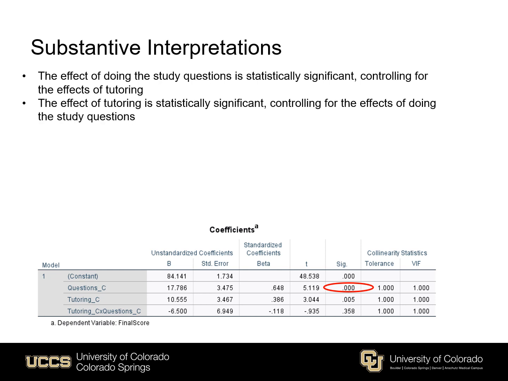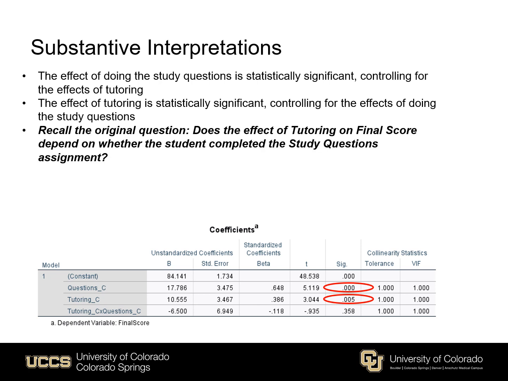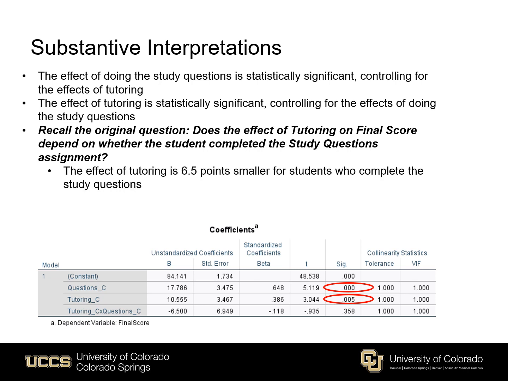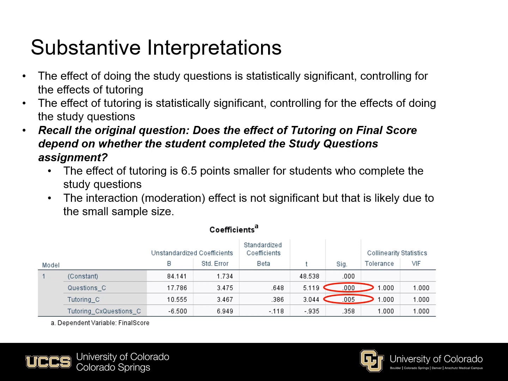We also see that the effect of tutoring is statistically significant, controlling for the effects of doing the study questions. And recall that we had an interaction question in here as well: does the effect of tutoring on final score depend on whether the student completed the study questions assignment? And we saw that the effect of tutoring is 6.5 points smaller for students who complete the study questions. But we also see that that interaction effect is not significant.